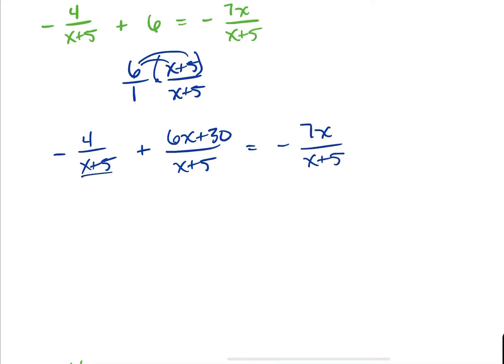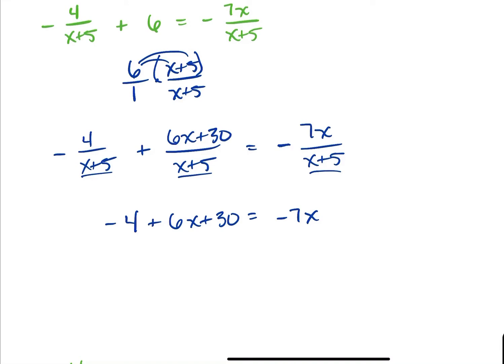So now that I have the same denominator for all of these rational expressions, I don't really care about the denominators anymore. Since when I'm adding or subtracting fractions, the denominators remain the same, and I just start combining things in the numerators. So I'm going to rewrite this with just the numerators. So -4 plus 6x plus 30 equals -7x. Several people on the quiz dropped this negative, so make sure that we're paying attention to our negative signs.